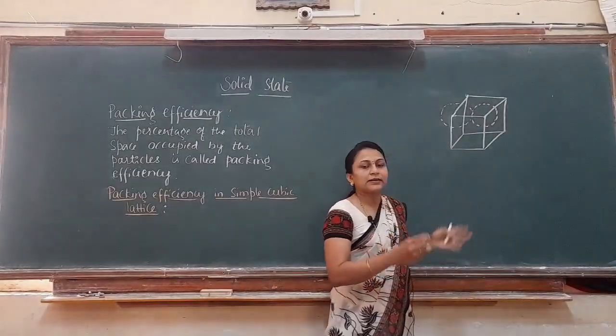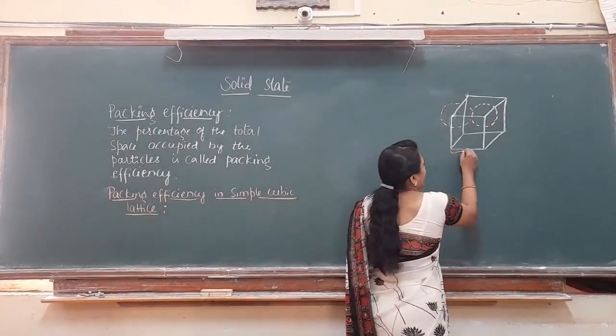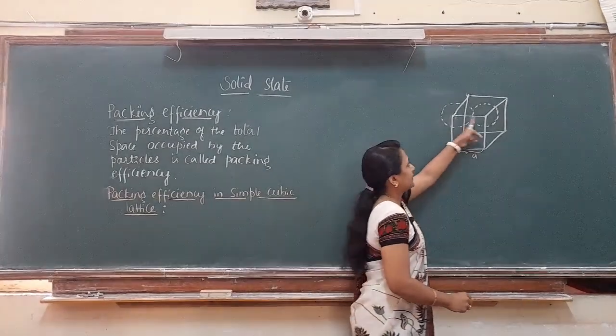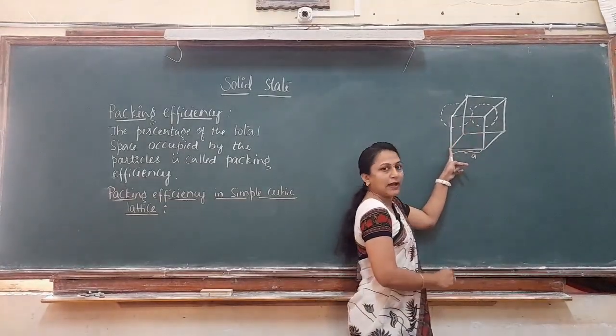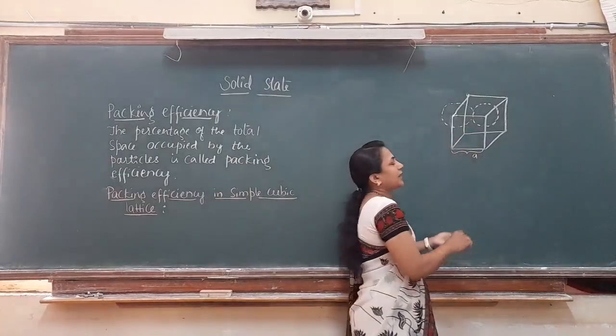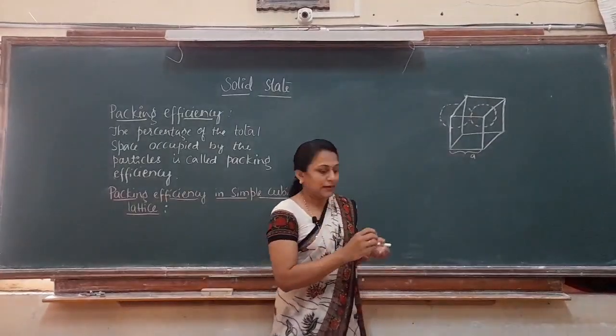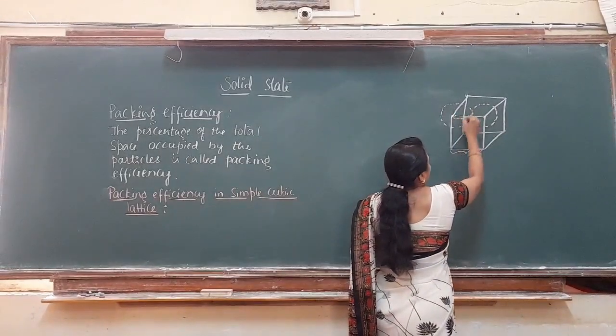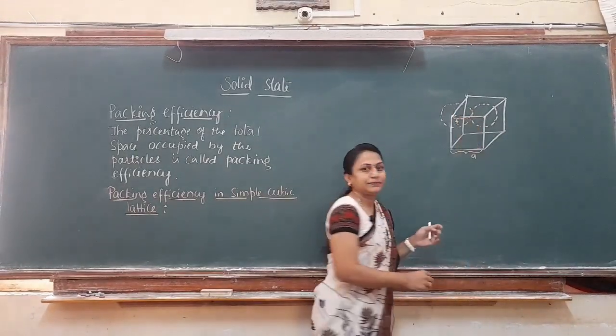Here, let us consider the edge length as a, that means the height, length and breadth, everything is a. And the radius of each sphere, let it be r.